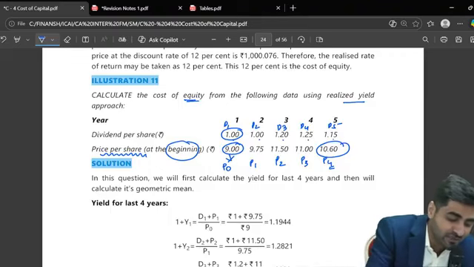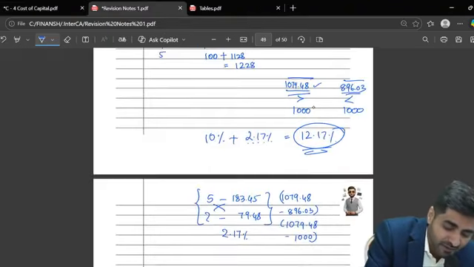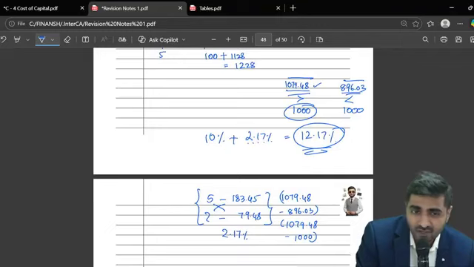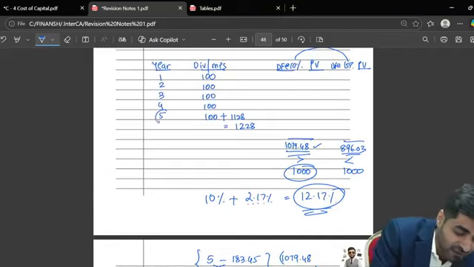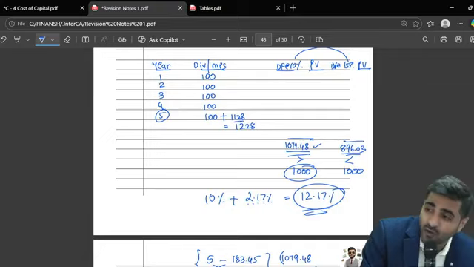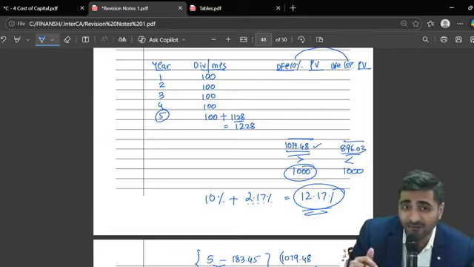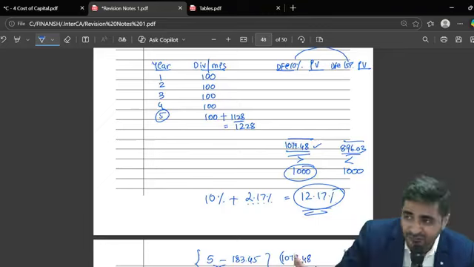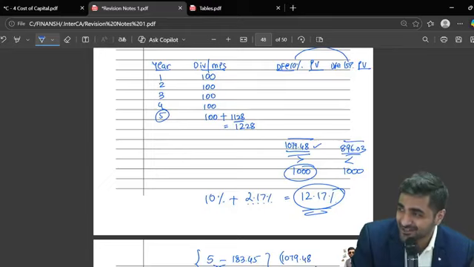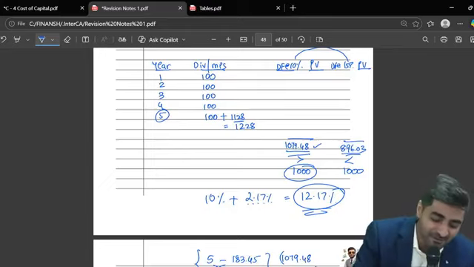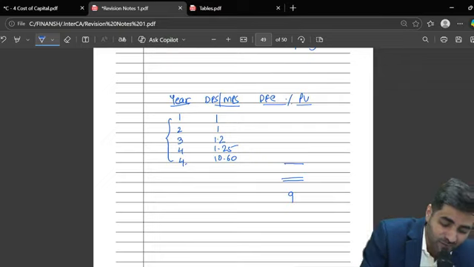Just like the previous question, what was the current market price? 1000. The current market price was 1000 and we were selling the shares at the end of the 5th year, in which 1128 was given to you. But here I don't have the price at the end of the 5th year. But do I have the price at the end of the 4th year? Yes or no? Yes, sir. Are you trying to understand this? So that's why we will take year 1, 2, 3, 4. And today's price is nothing but 9 rupees.